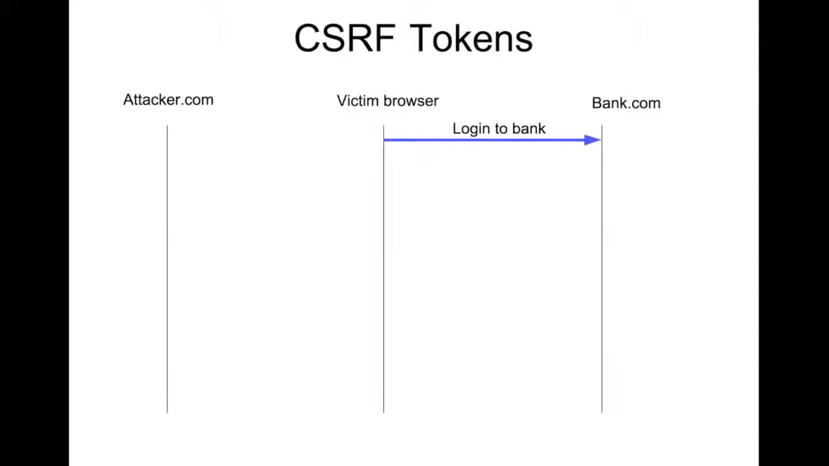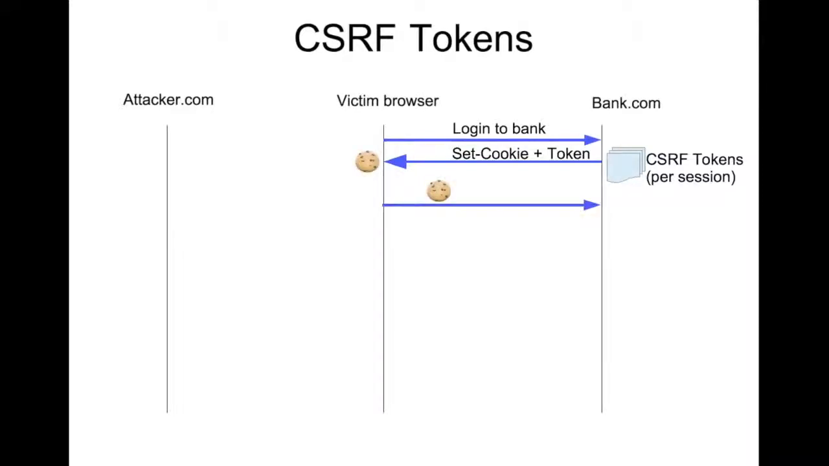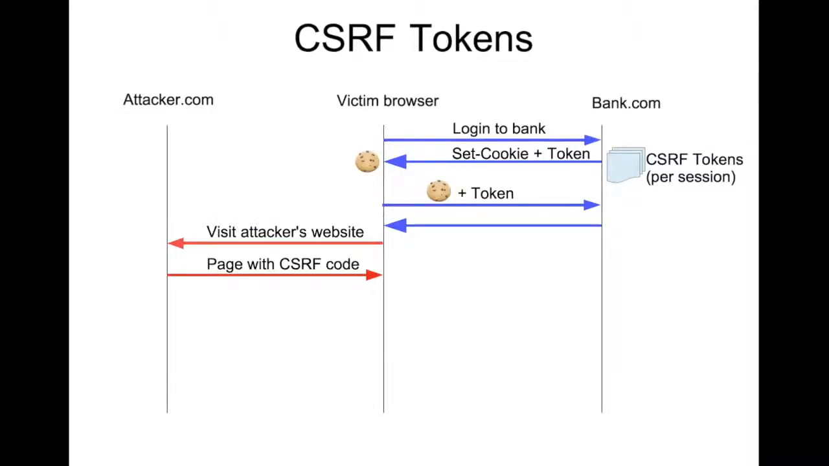The victim logs into the bank. Now, in addition to creating the session, the bank also creates a CSRF token and returns this to the client. All requests from the client are expected to include the CSRF token, and it is the responsibility of the server to verify the validity of the token and reject the request if the token is invalid. Now, when the request from the attacker comes by, since the attacker has no way to supply the CSRF token, the request will be rejected.